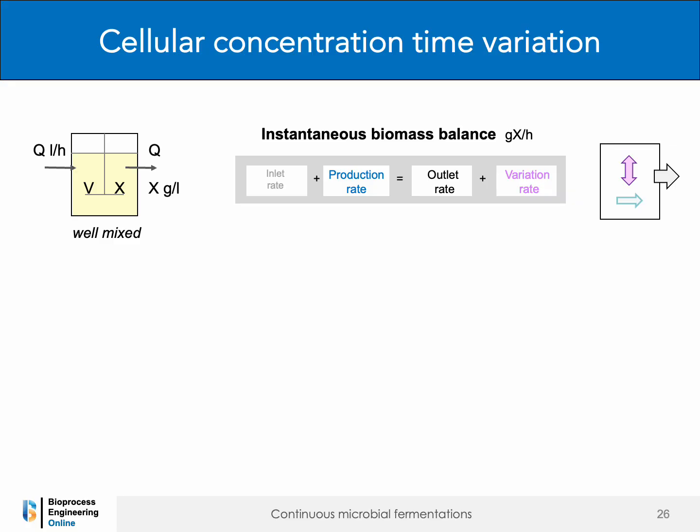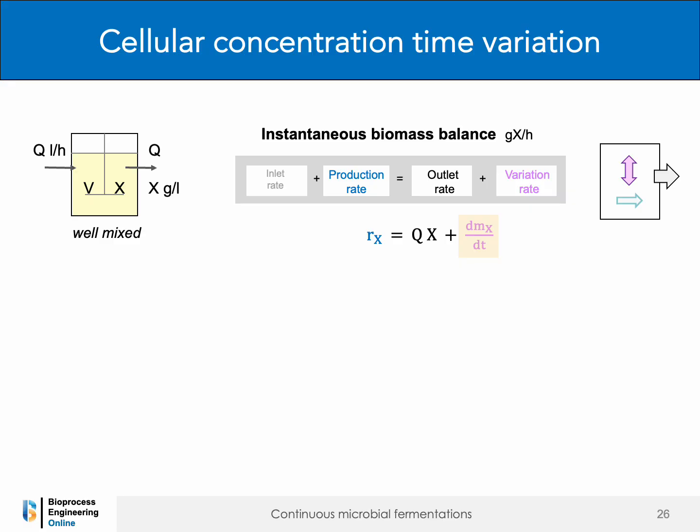Cellular biomass is produced inside the fermenter through microbial growth and is simultaneously removed with the outlet stream. Since the fermenter is assumed to be perfectly mixed, the biomass concentration in the outlet stream is equal to the biomass concentration inside the reactor. The instantaneous biomass balance, expressed in gram of biomass per hour, on the whole fermenter can therefore be written as cellular production rate Rx equals outlet rate Qx plus internal mass variation rate dmx over dt.